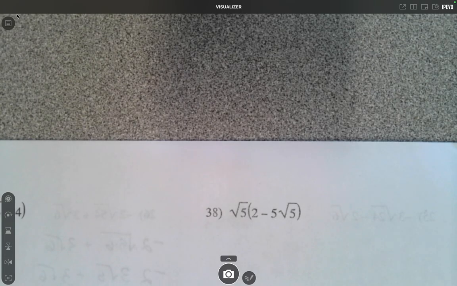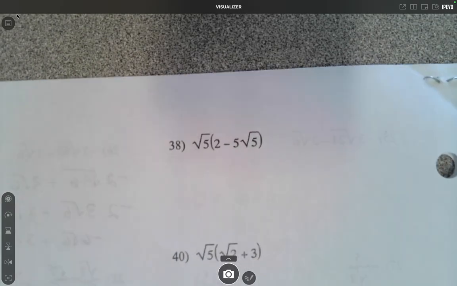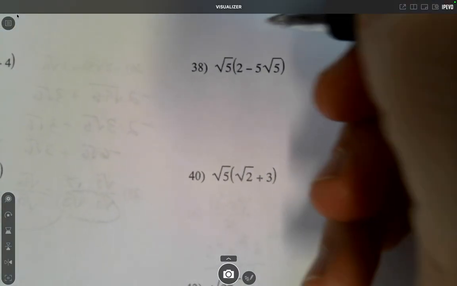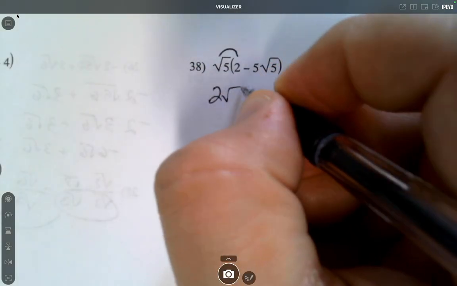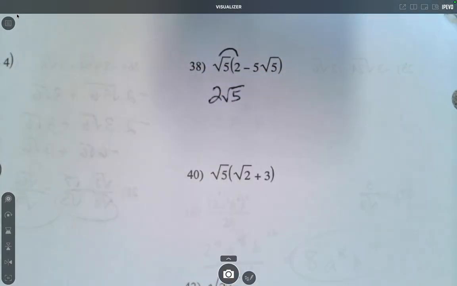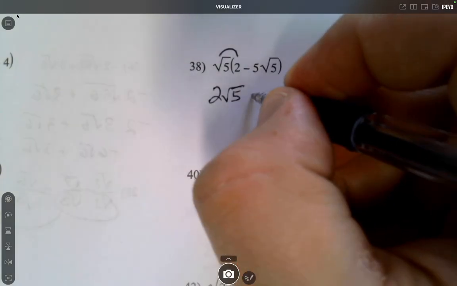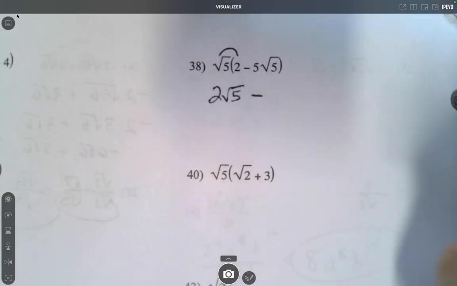Last page. So we're still distributing on these first couple. So square root of 5 times 2, we cannot combine those because one's inside the radical, one's outside. We just keep the minus sign from right here.